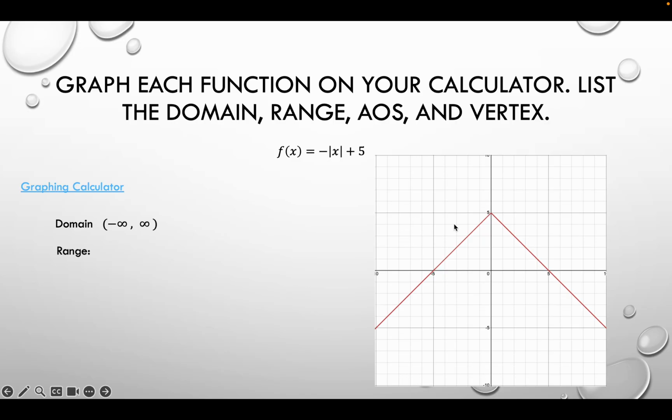The range, this is where it changes. See how the top of our graph is 5 and it goes down to negative infinity? So when the graph is upside down, it's going to go to negative infinity, and we need to list the top of where it stops. The y value here is 5, and 5 is included, so we need the bracket instead of parentheses. The axis of symmetry, right down the middle, x equals 0, and the vertex is sitting at (0, 5).